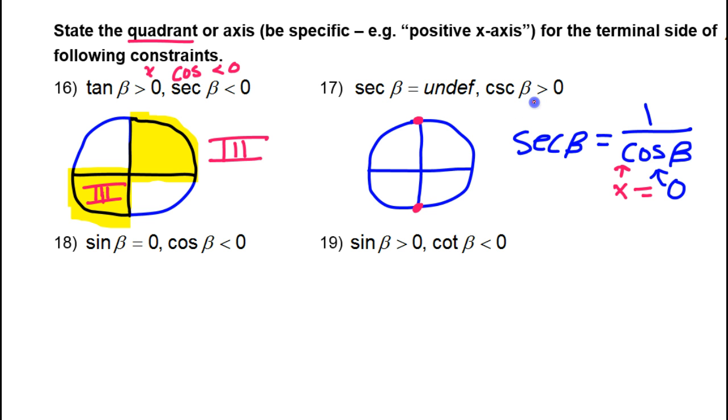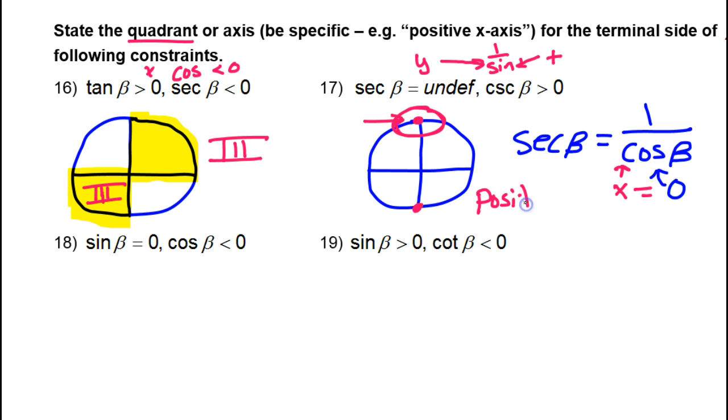But wait, we have one more piece of information. The cosecant is positive. Remember that cosecant is the reciprocal of the sine function. So the question is, where is the sine function positive? Is the sine function positive up high, or down low? Remember that the sine function on the unit circle is a y value. So y values are positive up here. That means this is the answer we're looking for. So that's why the answer is the positive y-axis.